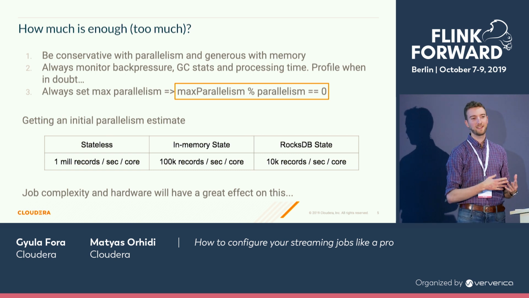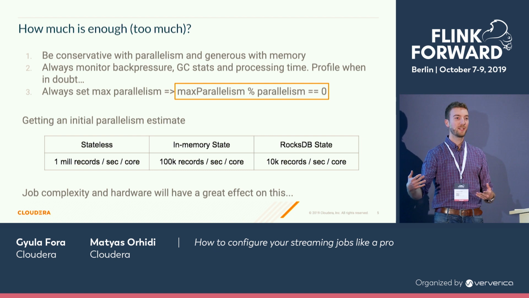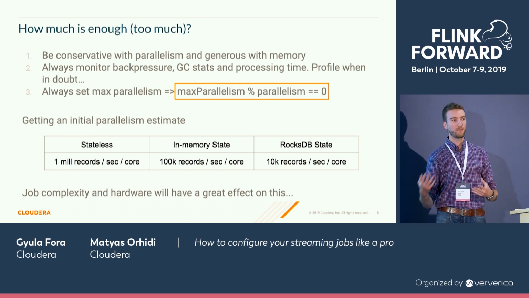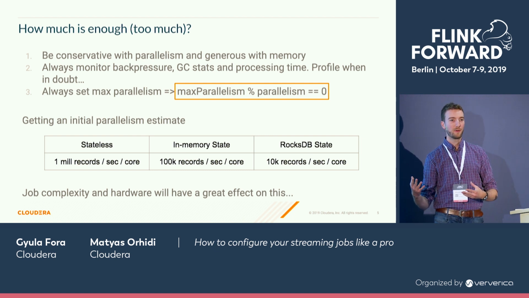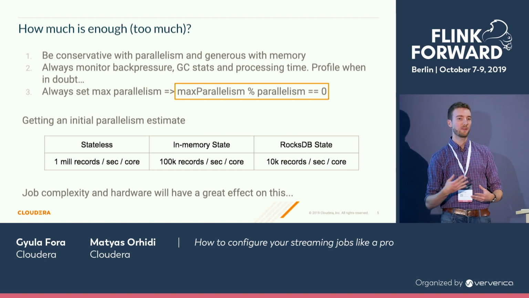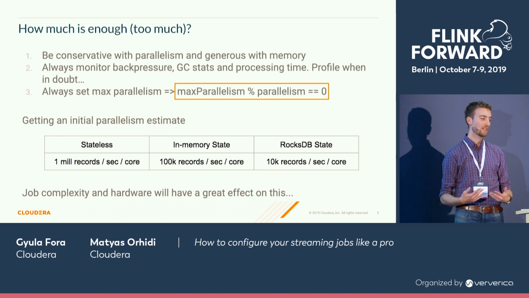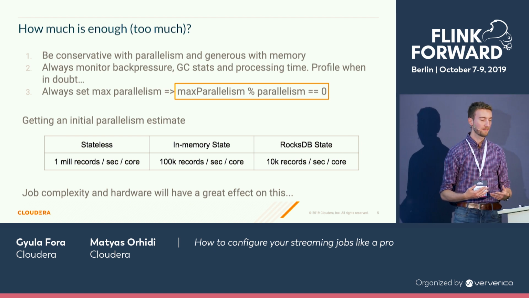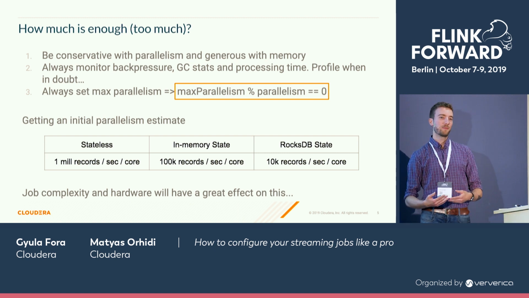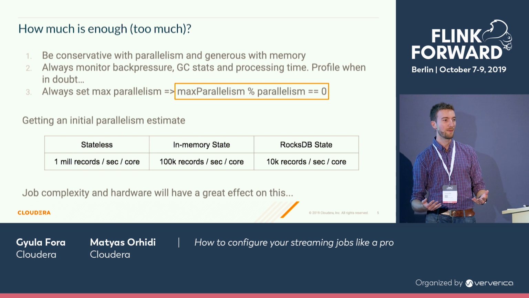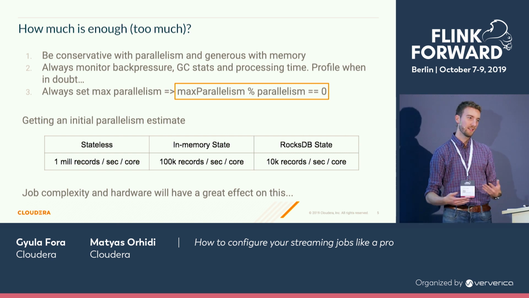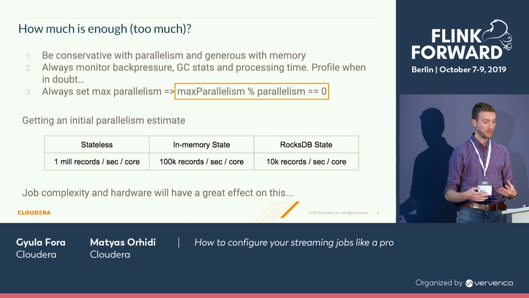It's always easier to increase parallelism later than to start a job with a very high parallelism where thread contention might be the bottleneck, and it's going to take you forever to realize that you actually need to scale down instead of scaling up in certain cases. You should also be generous with memory, on the other hand, because more memory never really hurt an application. So if you can afford it, it's better to be on the safe side.